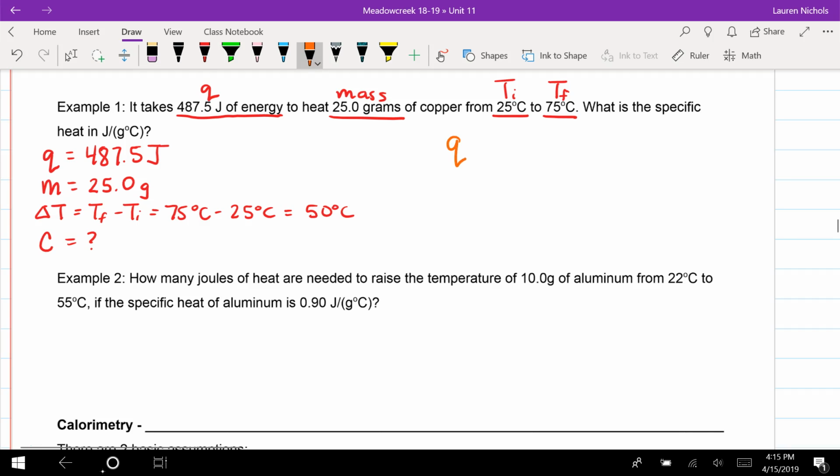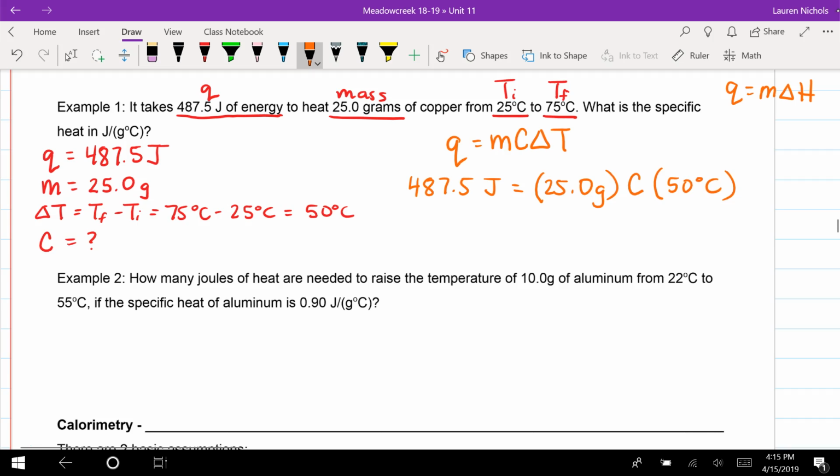Now, because I see temperature and I see the word specific heat, that tells us that we need to use the formula Q equals mc delta T. Our other formula, which is Q equals m times delta H, does not have temperature and it does not have specific heat in it. We cannot use it for this problem. And so once I've written my formula, I'm going to plug in my numbers. So Q is equal to 487.5 joules. Our mass is 25.0 grams. We do not know C, so I'm going to leave it alone. And our change in temperature is 50 degrees Celsius.